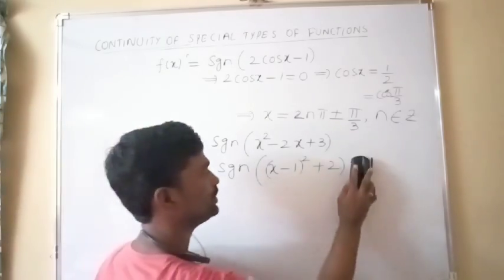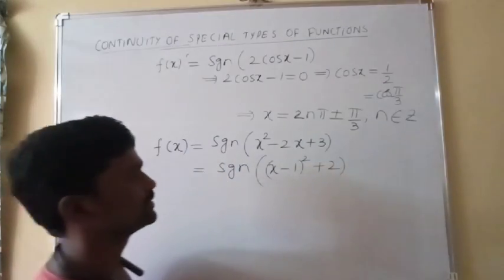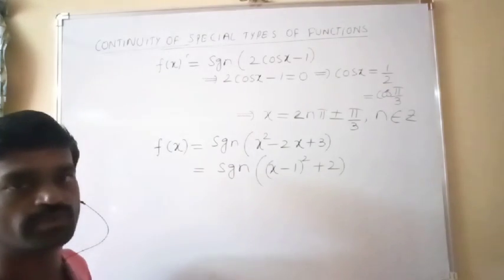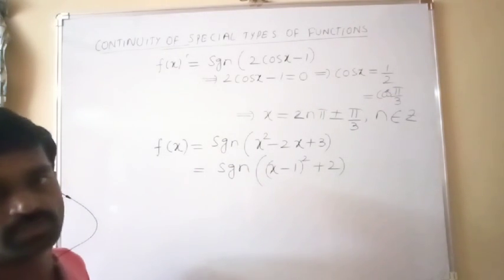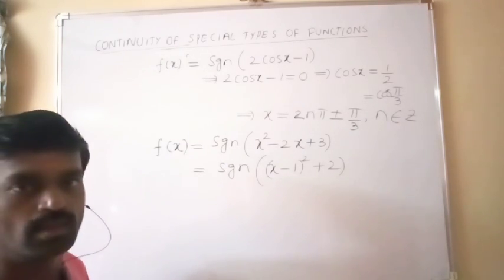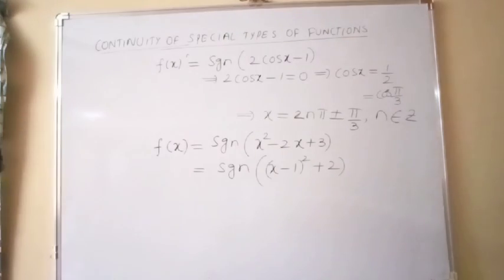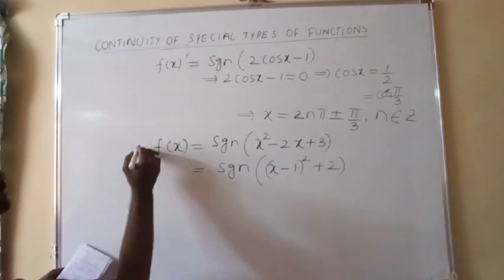Or you can argue like this also. This quantity is never equal to 0. Signum of x square minus 2x plus 3 is always a continuous function in its domain. The domain of this function is all real numbers. So next, you take this as homework. Next, one more interesting problem.